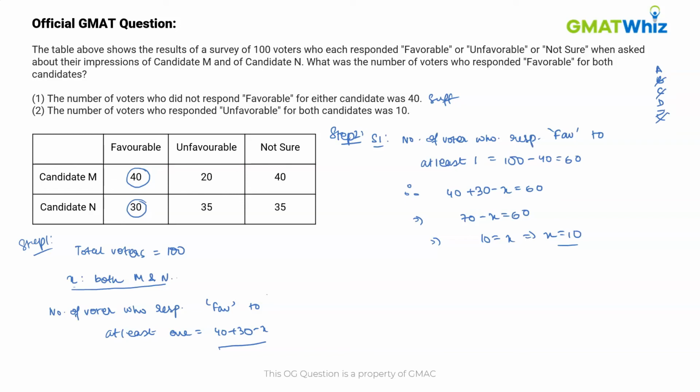We now check the sufficiency of statement 2. Statement 2 tells us that the number of voters who responded unfavorable for both the candidates was 10. Now, using this piece of information, that the number of voters who responded unfavorable for both M and N is equal to 10, we cannot find out the number of voters who responded favorable for both the candidates. Hence, statement 2 is not sufficient, and thus the correct answer is option A.